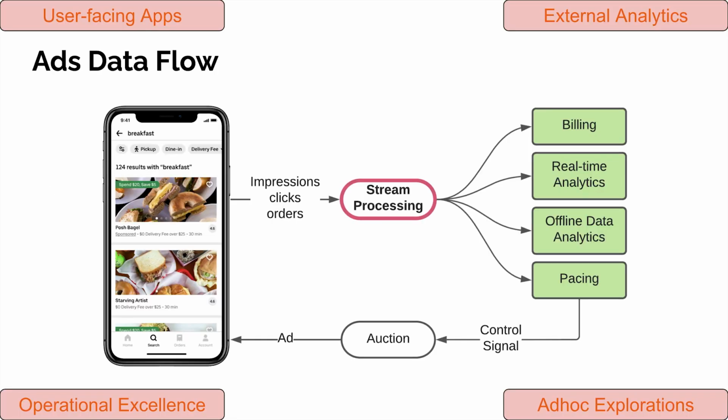So let's take a look at this example. This is a very interesting example from the ads data flow. As you can see here, we get impression, click, and order signals from the Uber Eats app, and then pre-process them through Apache Flink. Then the data is ingested into Pinot to power pacing, billing, and also analytics metrics.